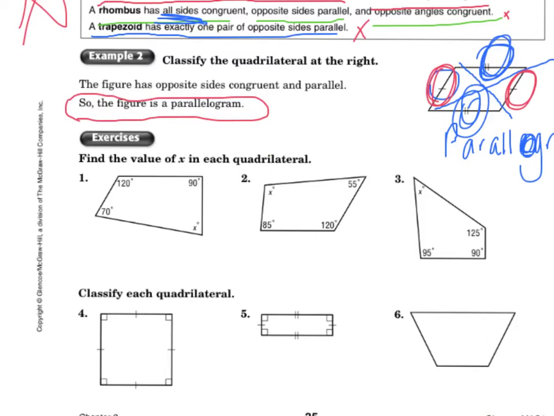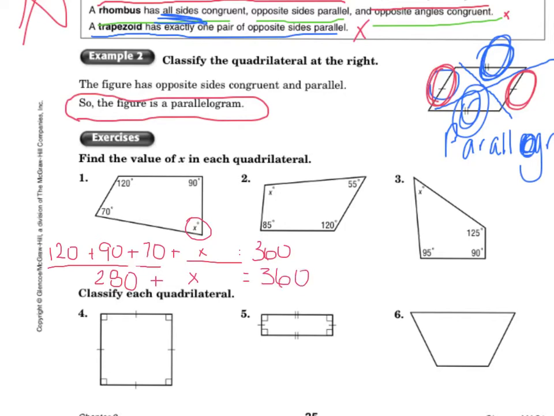Okay, remember that we're supposed to find the missing angle, and they add up to 360. So this time it's 120 plus 90 plus 70 plus something that we don't know, so we put an X there, equals 360. In your Cornell notes, solve that. You're going to add these together, which equals 280. So 280 plus something that we don't know yet equals 360.